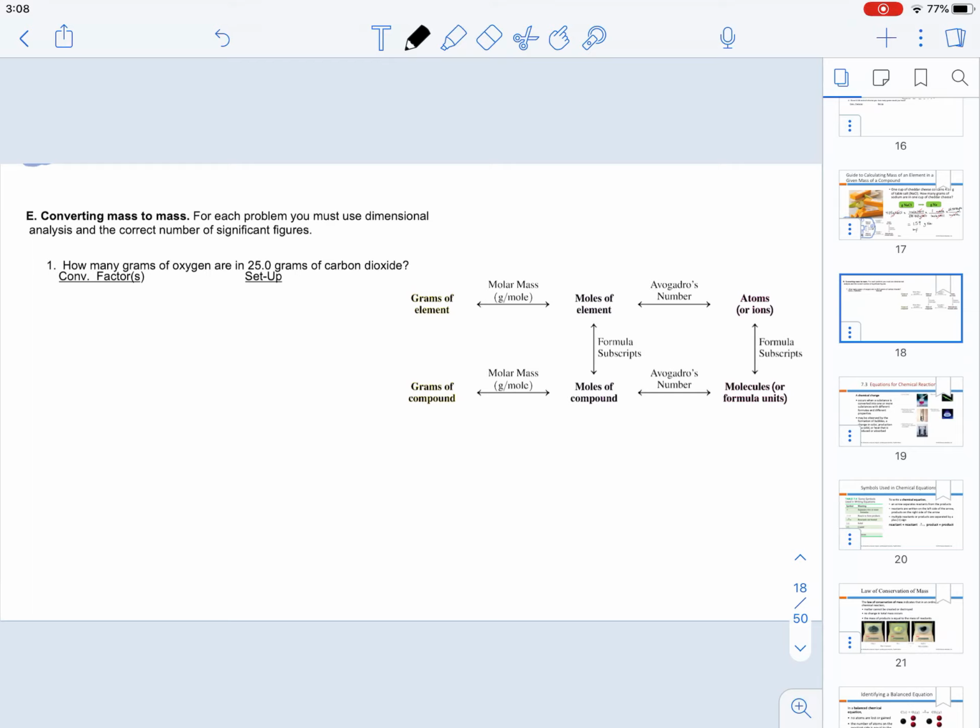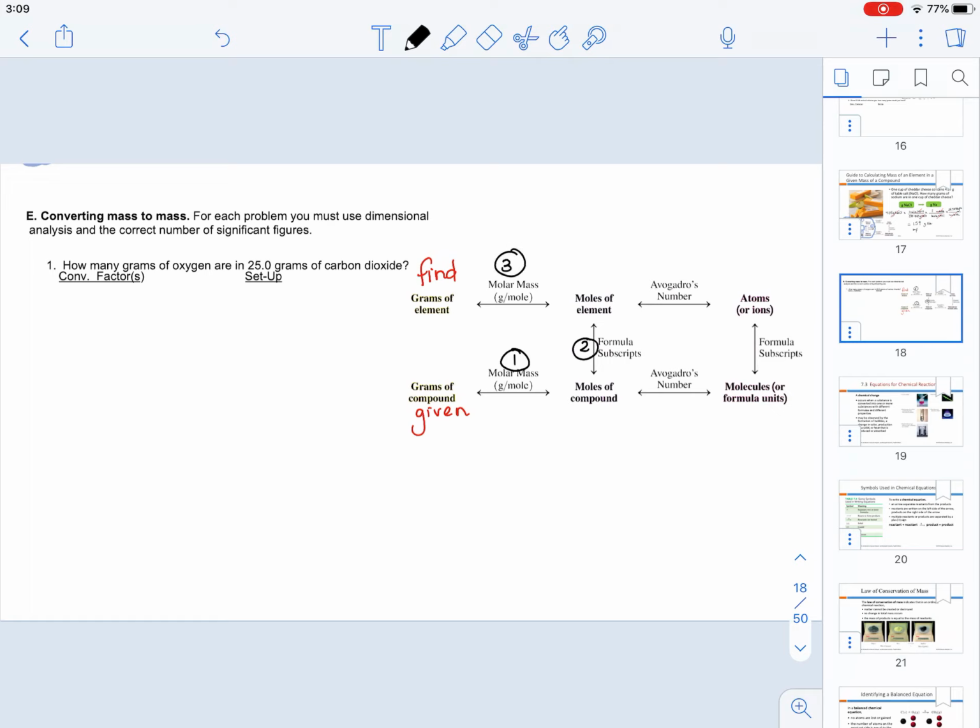On our worksheet on part E, we have problems that have to do with the conversion of given the grams of a compound, how do we find the grams of an element? And as you can see here, I'm going to do problem 1, which says how many grams of oxygen are in 25.0 grams of carbon dioxide. So again, if we're utilizing our flow chart, this is what is given. This is what we need to find. We have 3 conversion factors: the molar mass of the compound, the formula subscripts, and the molar mass of my element.